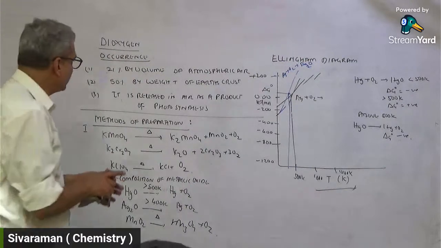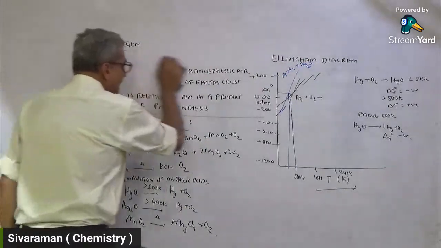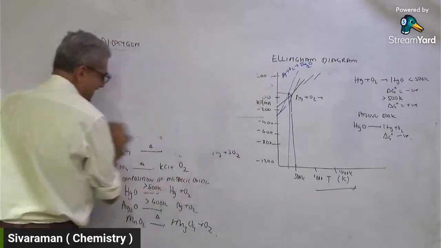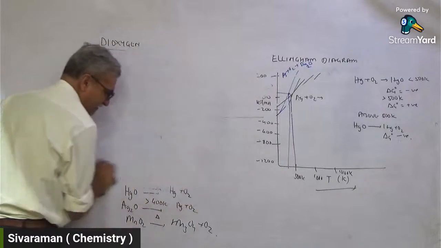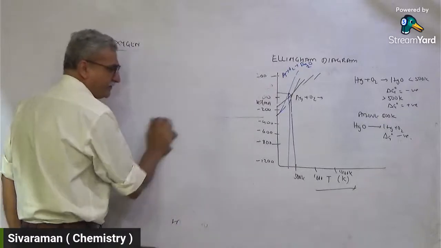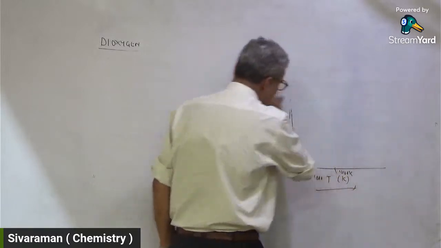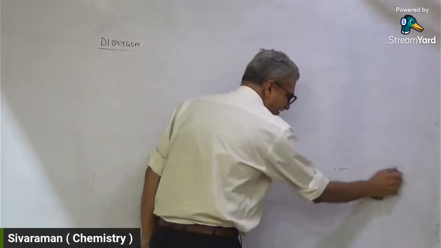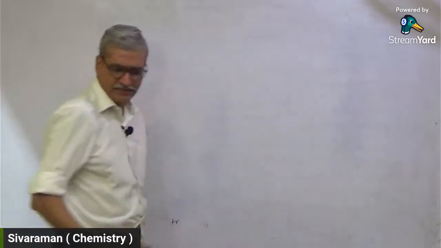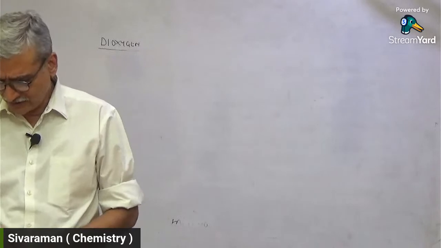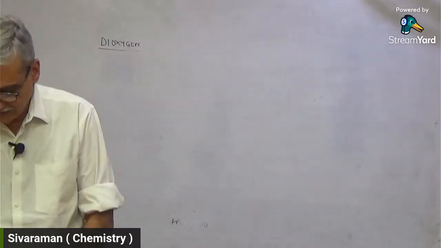Now we finish off this and come to the large scale method of preparation. There are multiple ways of preparing oxygen. There is no end to it. You can have 50 different methods of preparing oxygen. We'll only concentrate on the important ones where there is some application or some theory. Is it clear? You may find in some other books over 10 methods of preparation. There is no dearth of that. We look at the large scale manufacture of oxygen.